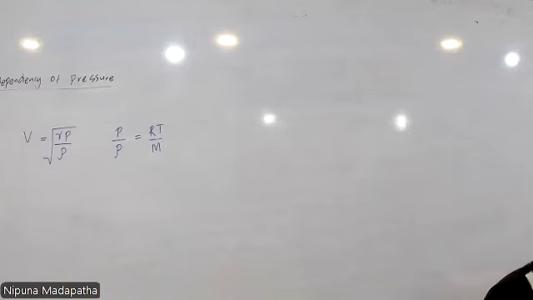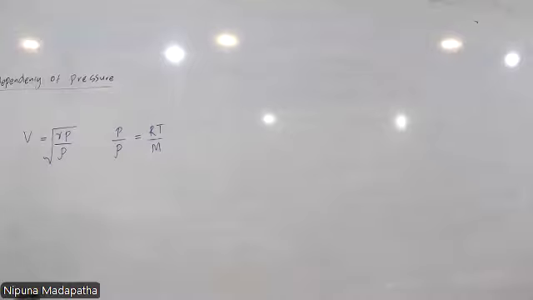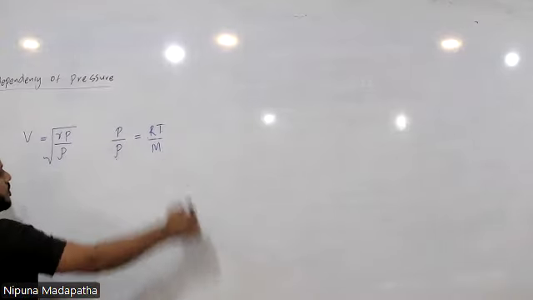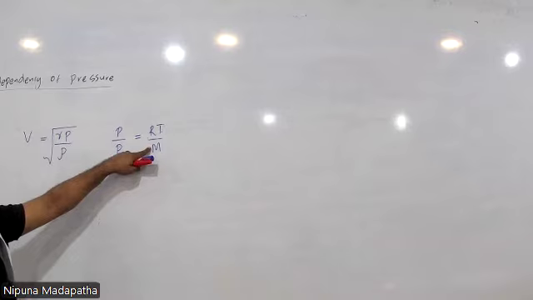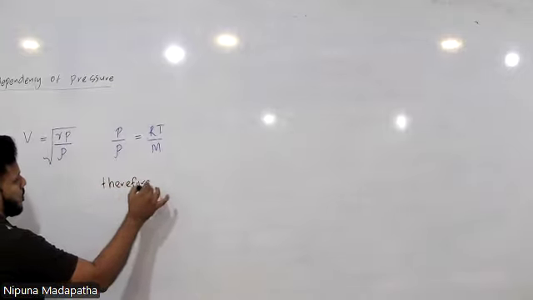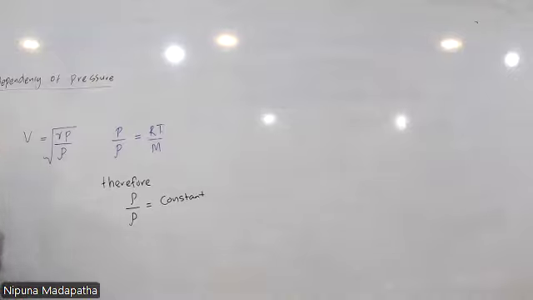When the temperature capital T is constant, P over rho equals RT over M. Therefore, P over rho is constant. Right? P over rho is constant.